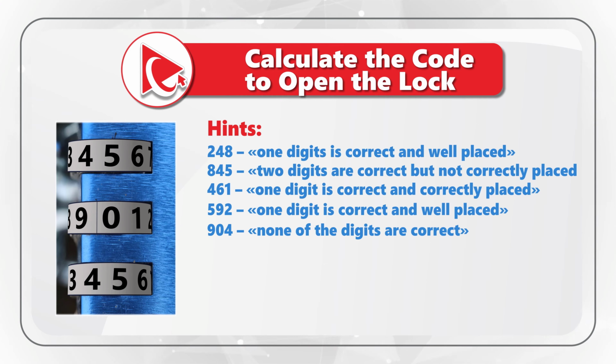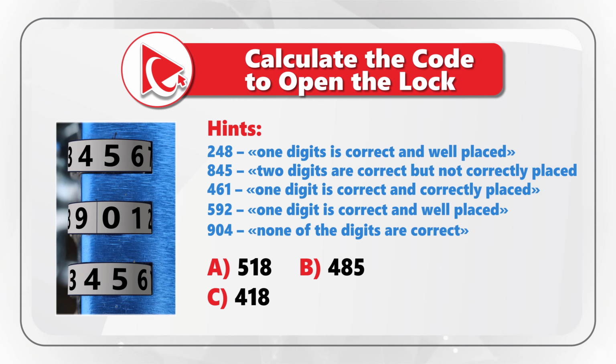To open the lock, you need to process all the hints and select one out of 4 possible choices. Choice A, 518. Choice B, 485. Choice C, 418. And last but not least, choice D, 568. Take a close look to see if you can come up with the answer.